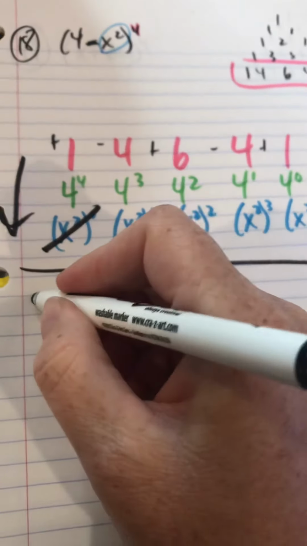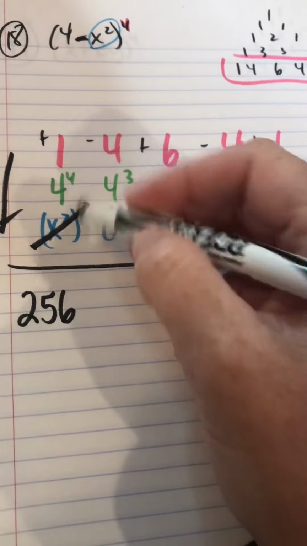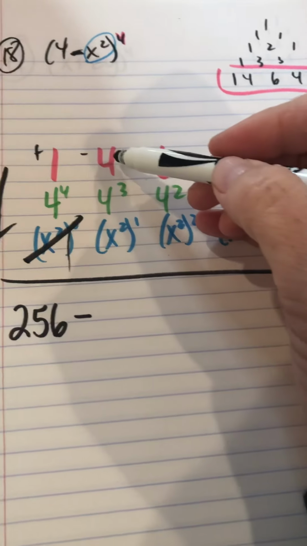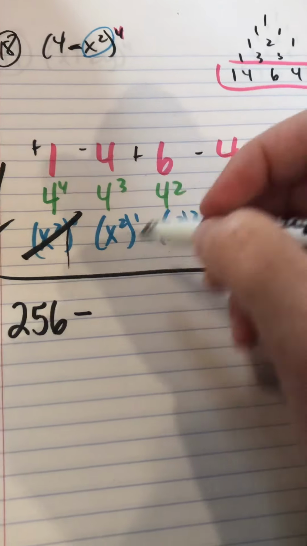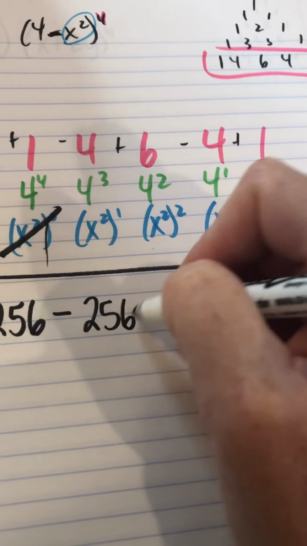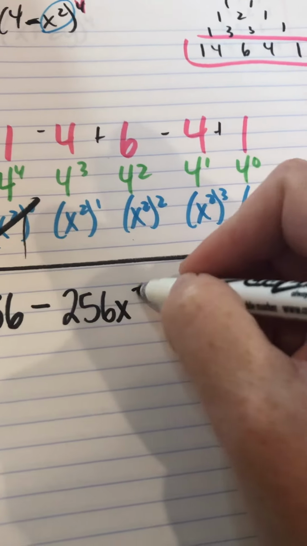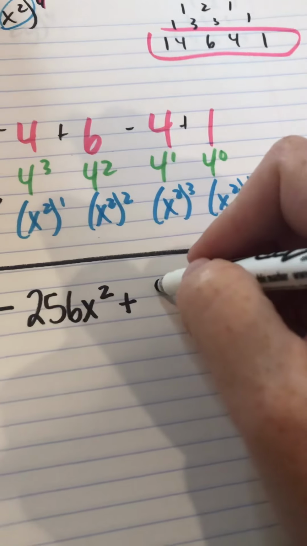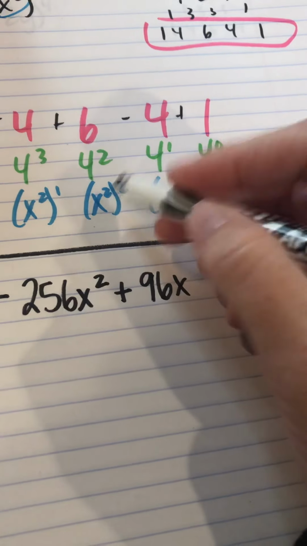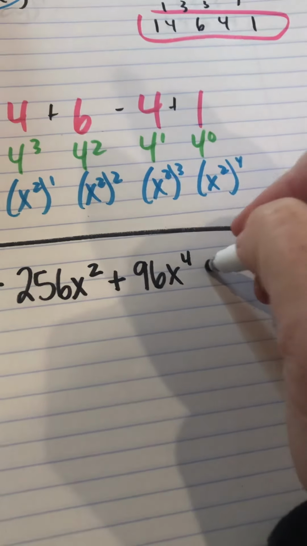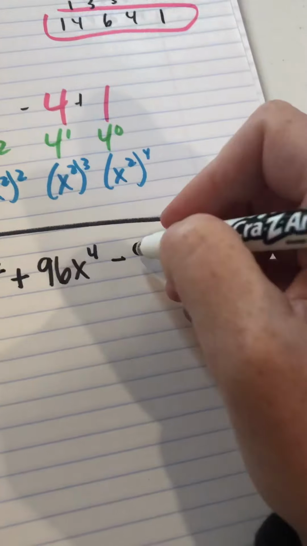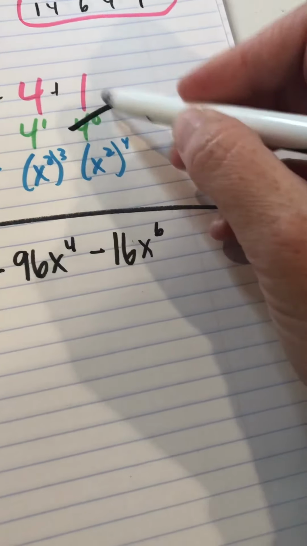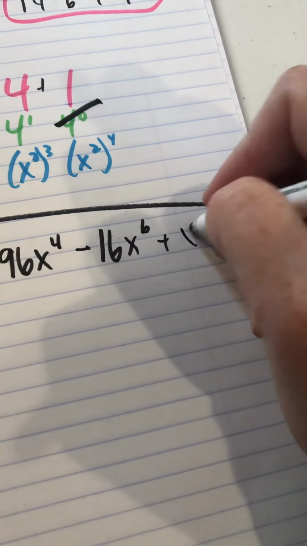4 to the 4th is 256, but then we've got this minus. 4 times 4 cubed is 4 to the 4th again, so we got 256x, and then 2 times 1 is 2, plus 4 squared is 16 times 6 is 96, x to the 2 times 2 is 4. Now we got this minus 4 times 4 is 16, 2 times 3 is 6, and then that would cancel out, plus 2 times 4 is 8.